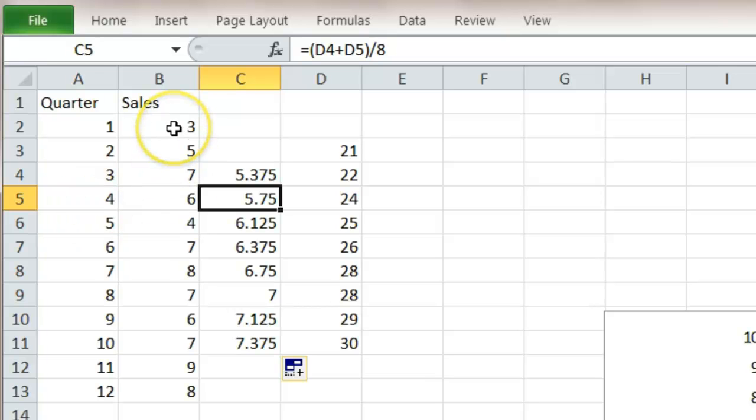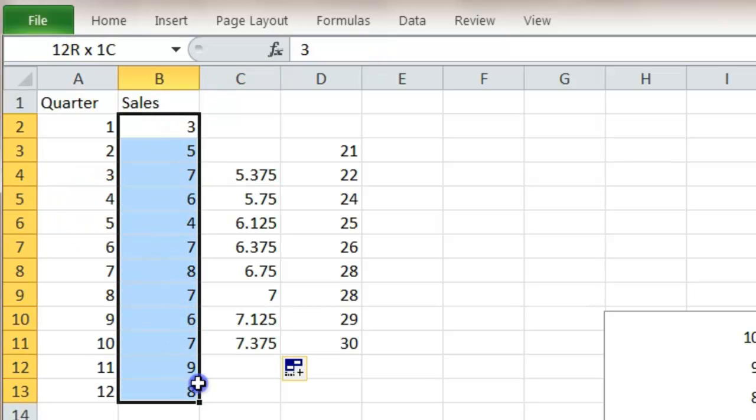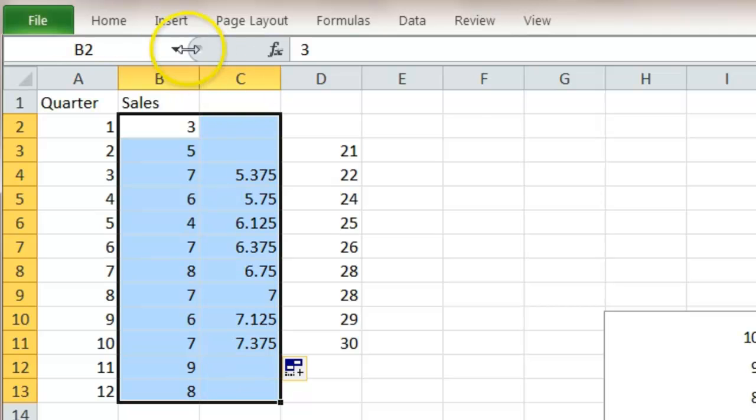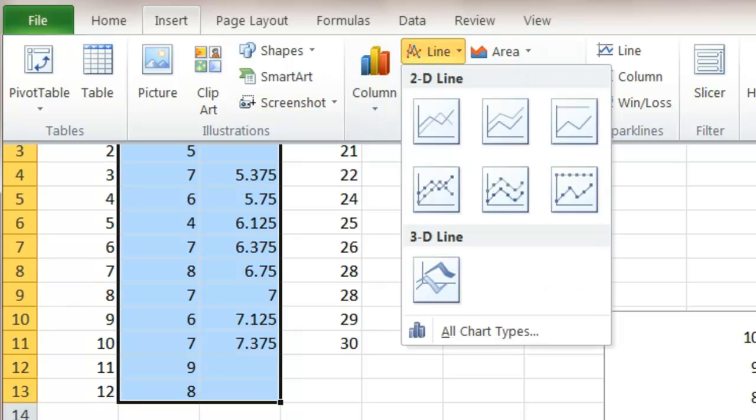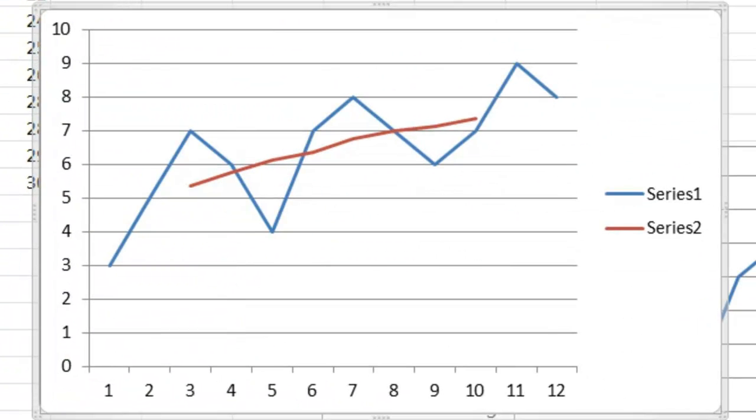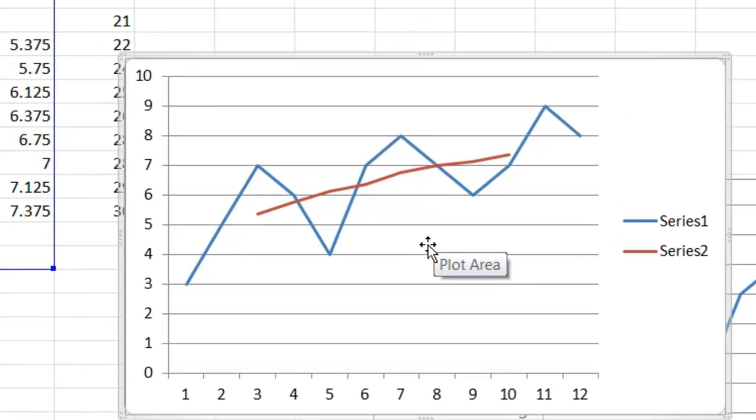If we now plot these two together, we'll see how this moving average has got rid of the seasonal variation. So we go to insert, we do a line graph, and now we can see the two together. The original graph with its regular variations, and now the red graph is the moving averages, and as I say, that's evened out these seasonal variations, and we get a very clear picture of the underlying trend.